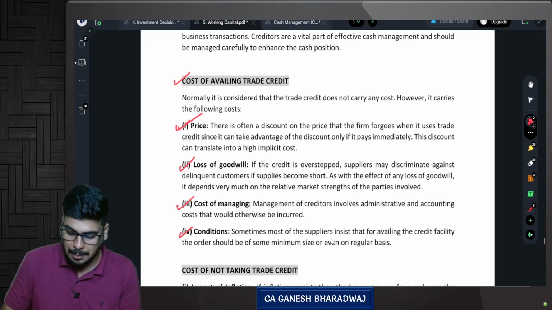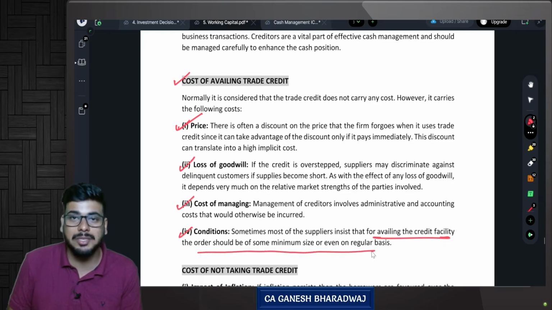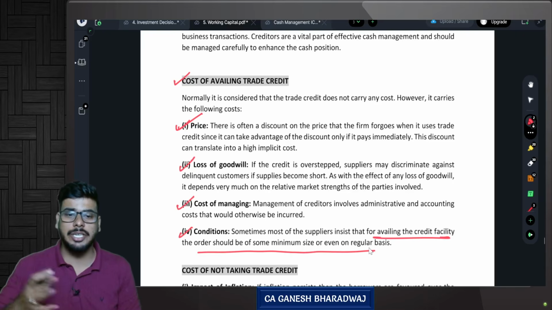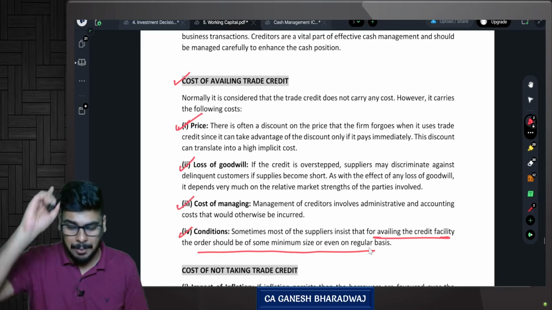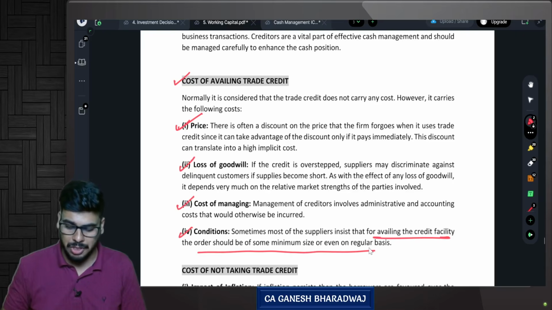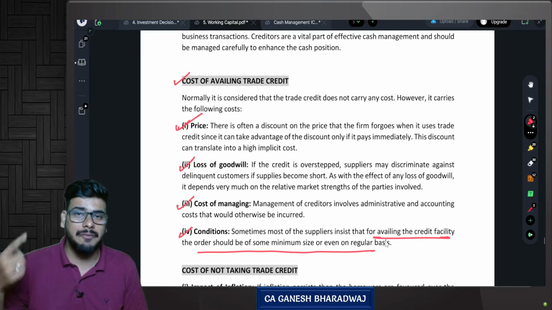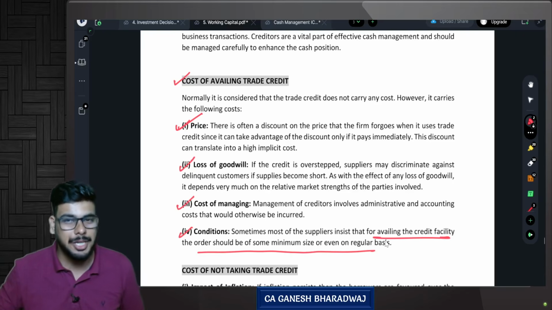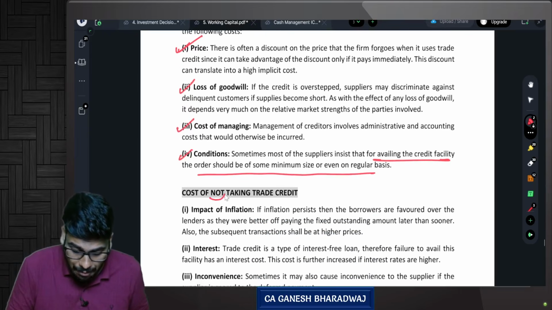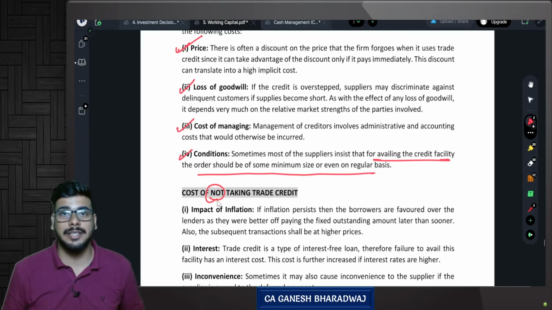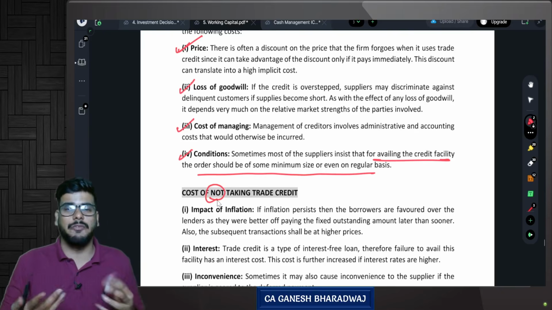Sometimes most of the suppliers insist that for availing the credit facility, the order should be of some minimum size or even on a regular basis. They will not give credit facility to every customer just like that. So the suppliers will say you need to purchase a minimum of so much, or you should purchase every month. So all these kinds of conditions they will impose. But there are some costs of not taking the credit.